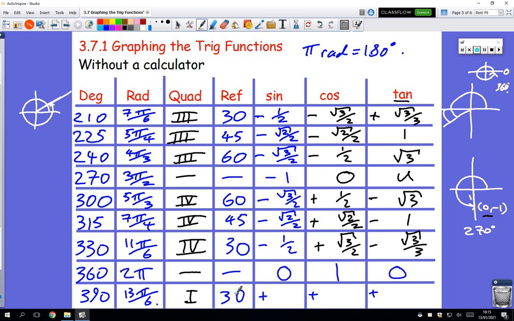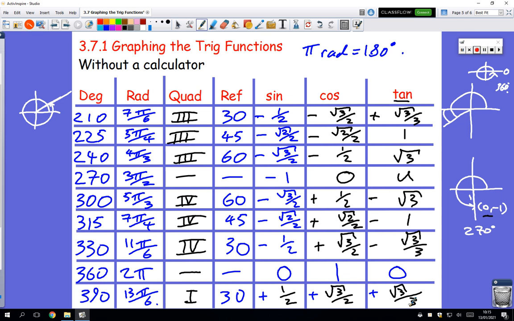For 390, well, 390 is coterminal to 30. We're in quadrant 1, so all my functions for 390 are going to be the same as their values for 30 degrees. So a half, root 3 over 2, root 3 over 3. Okay, and that table can go on forever and ever. So make sure you can draw that table out for special angles.